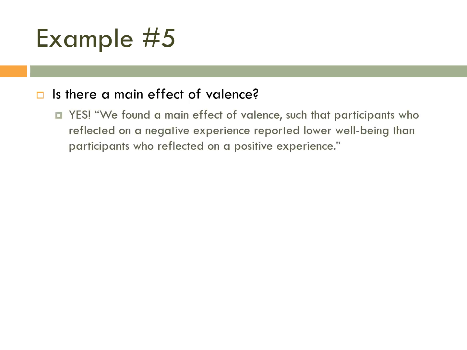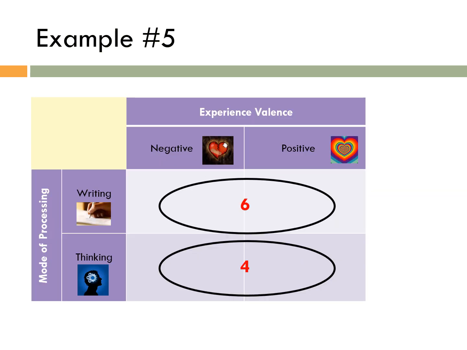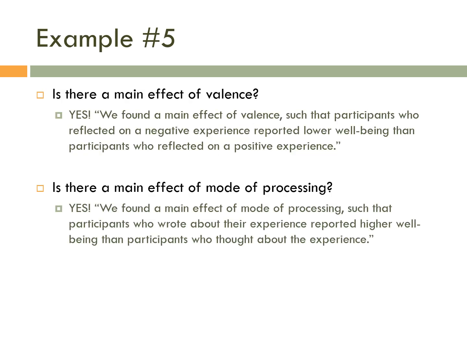And this is the same write-up. We're saying that participants who reflected on negative experience reported lower well-being than participants who reflected on a positive experience. So then we do our main effect of mode of processing, and we get those marginal means, and we see, are they different? And the 6, yes, is different from 4. So again, we have a main effect of mode of processing. And then we go on to our interaction effect.